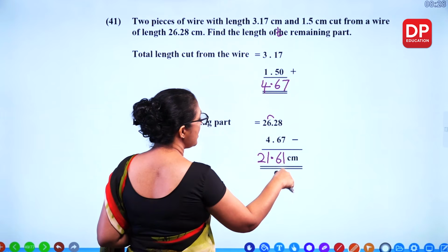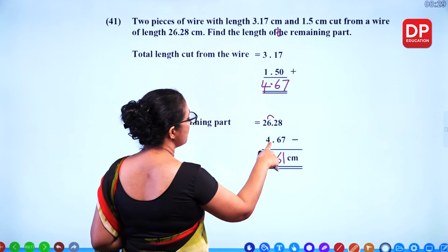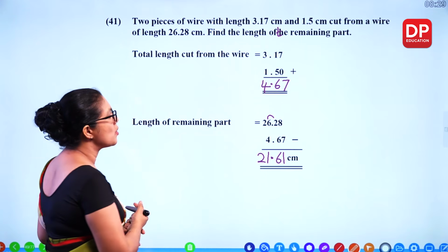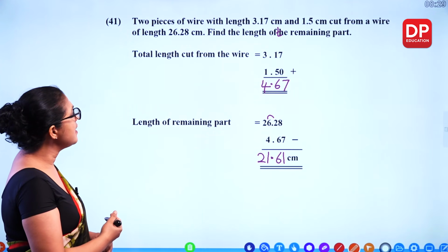Check it again. 8, 12. And here 5 plus 1. So you get the answer. 21.61 centimeters is the remaining length.